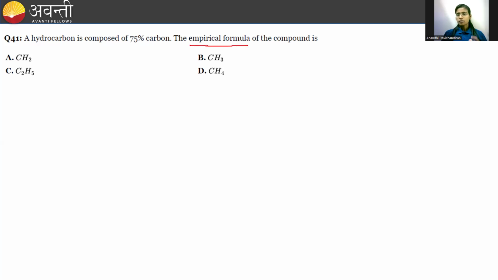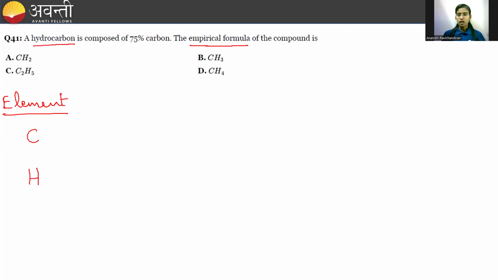To find out the empirical formula, the first step we have to do is write the elements given in the question. So what are the elements given in the question? The first element is carbon and the second element is hydrogen, because it is given that the compound is a hydrocarbon. What are hydrocarbons? The compounds which contain carbon and hydrogen only.